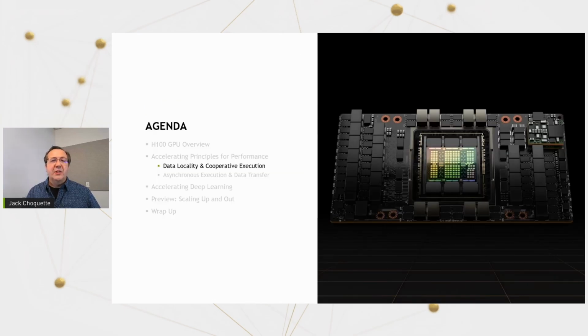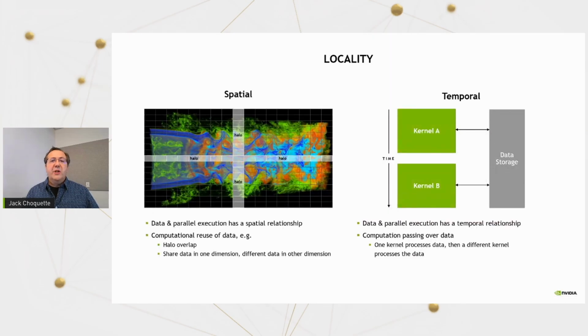Let's look closer at data locality and cooperative execution. There are 2 types of locality we can exploit. One is spatial locality. Here, data and parallel execution have a spatial relationship. Computation can reuse data spatially. One example of this is spatial halo overlap, as shown in the figure. Another example is where computation has spatial sharing in one dimension to be combined with data in a different dimension.